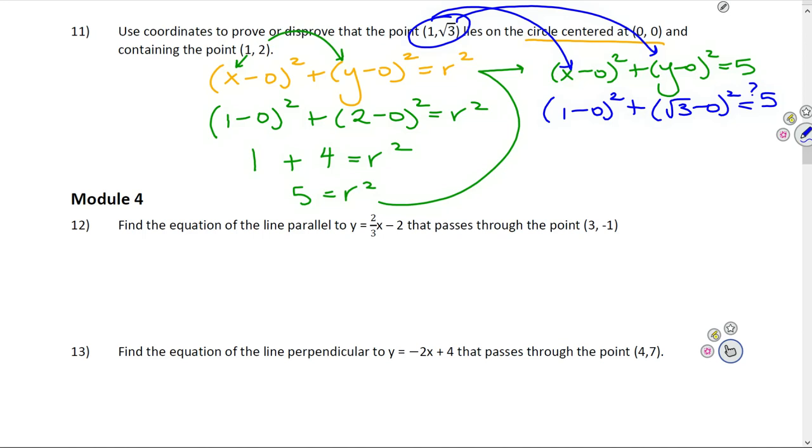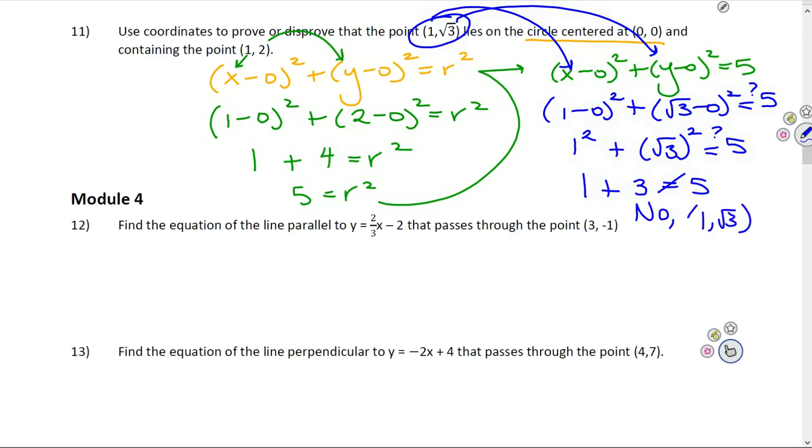1 minus 0 is 1 squared. √3 minus 0 is √3 squared. Does that equal 5? Still not sure. 1 squared is 1. √3 squared is 3, because √3 is the number that if I square it, I get 3. Is 1 plus 3 equal to 5? Well, no, it's not. So no, (1, √3) is not on the circle.